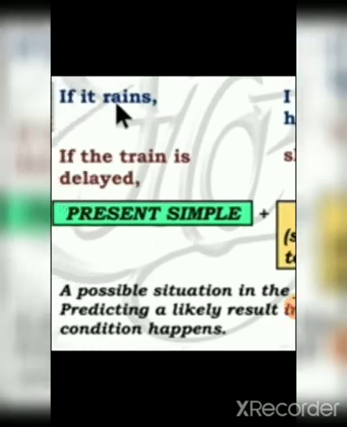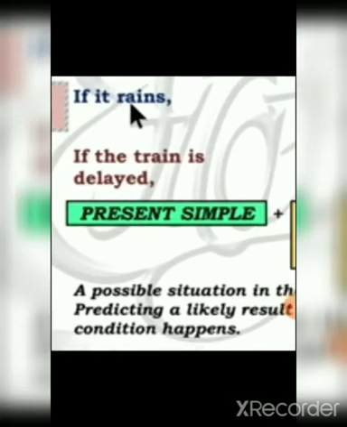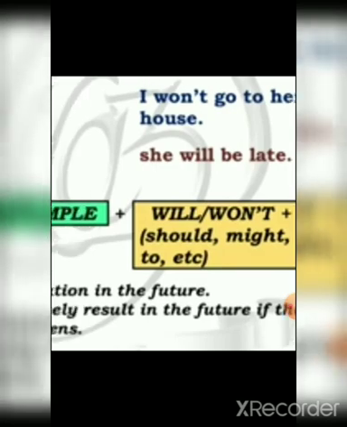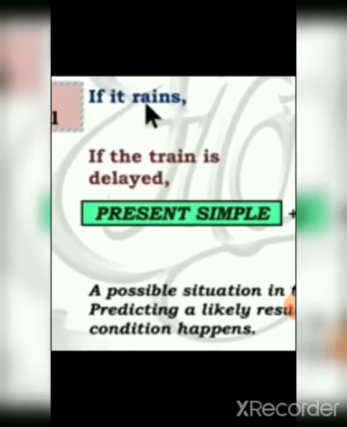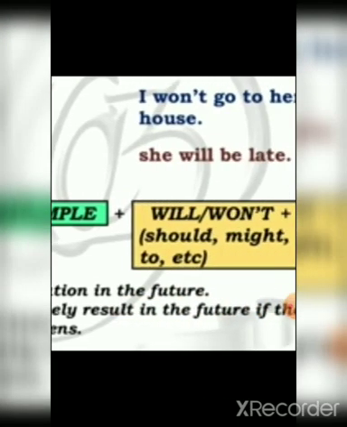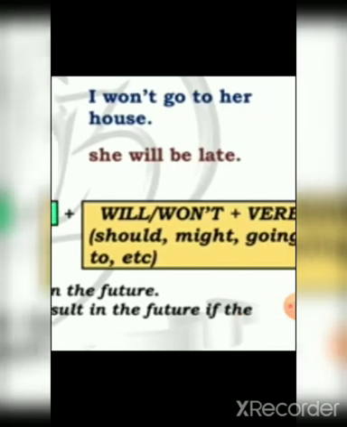See the example. If it rains, what will happen? I won't go to her house. So here we are using present tense, verb plus S, rains. Here what will be the result? Simple future. We must use the simple future tense. I won't go to her house.